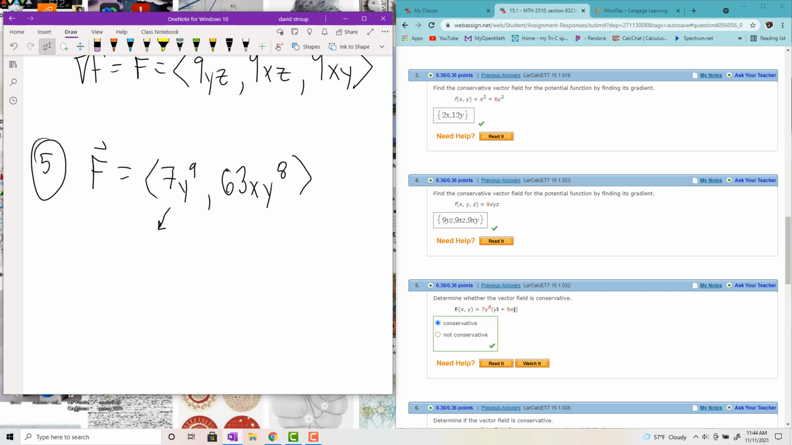Okay, so to test to see if it's conservative, you look at the mixed partials, right? So you're presuming that this is the partial derivative with respect to x, so you want to take the partial derivative of that thing, which we're calling big M, with respect to y. So that derivative with respect to y will be 63y to the 8th. Then this other guy we assumed is a partial derivative with respect to y of N, so we now want to take the derivative of this thing with respect to x, right? So that derivative is 63y to the 8th. Those things are equal, so the mixed partials are equal, therefore this thing is conservative.